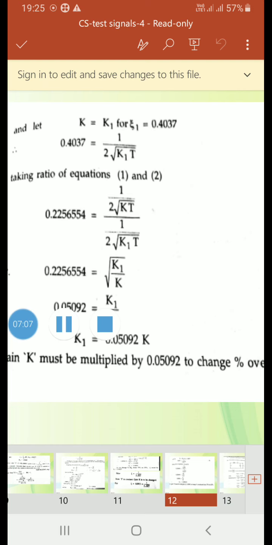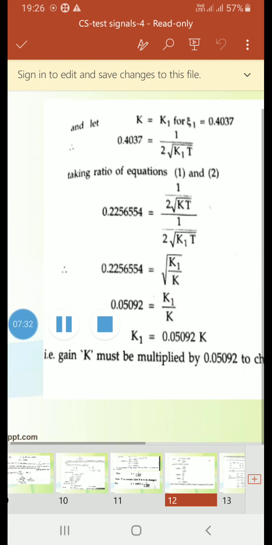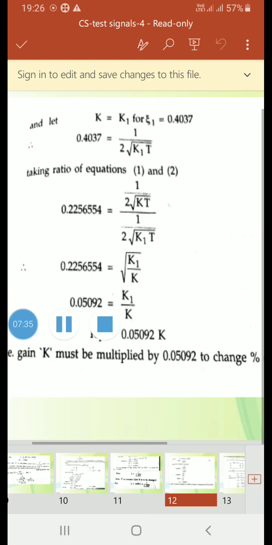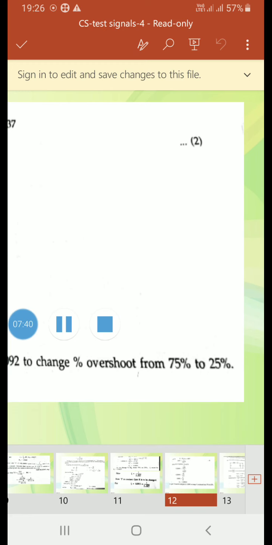So taking the ratio of equations 1 and 2, 0.2256554 is equal to 1 by 2 root KT divided by 1 by 2 root K1 T. So 0.2256554 is equal to root of K1 by K. So 0.05092 is equal to K1 by K. So K1 will come equal to 0.05092 K. So gain K must be multiplied by 0.05092 to change the percentage overshoot from 75% to 25%.